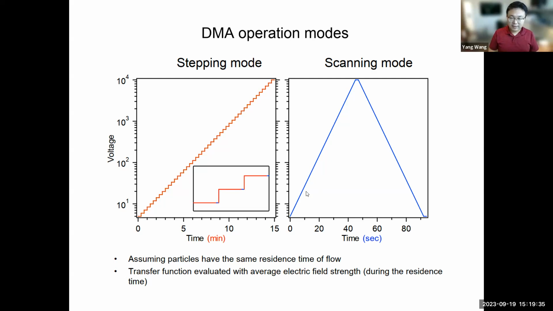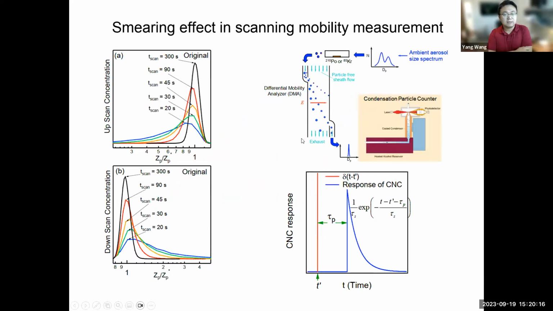So when you are scanning the voltage, for example, when you first reach the voltage of 100, the DMA classifies particles corresponding to this size, but it takes time for these particles to reach the outlet of the DMA and further reach the detection part of the CPC. By the time the CPC detects these classified particles, the DMA has already moved to the next voltage, right? So how do you correlate the concentration measured at this voltage to the value that you measured over here? This is the issue with the upscan and downscan of SMPS systems. We call this effect the smearing effect.